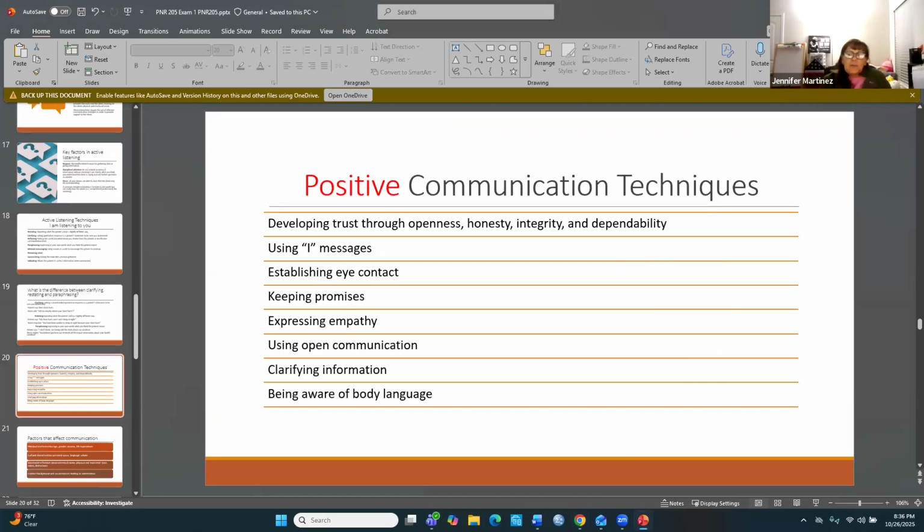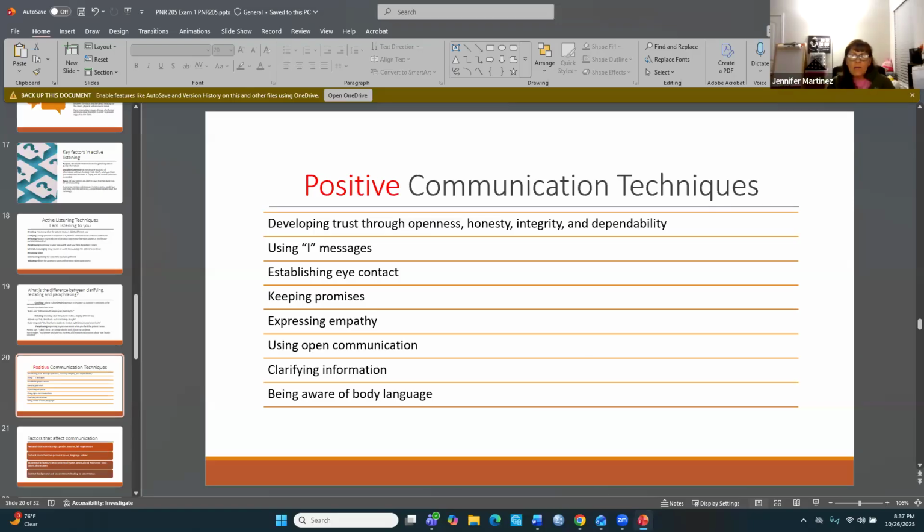All right. So positive communication techniques, right? We talked about these. Developing trust through openness, honesty, integrity, and dependability. So remember those I messages. What were I messages? Is it like putting yourself in the patient's shoes? It's more of, how do I explain it? It's more of a technique so that we don't make the patient uncomfortable or somebody else uncomfortable.